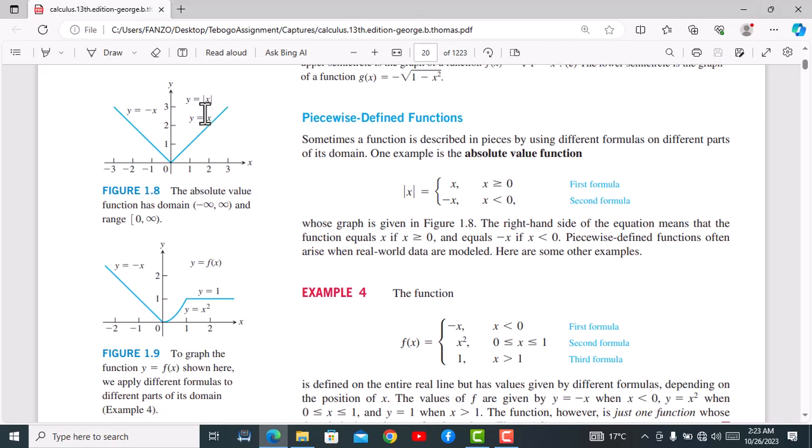So the modulus sign, for every negative value you insert, will always give you a positive value. The modulus of a negative number gives you a positive, and the modulus of a positive will also give you a positive. So we can substitute x for -3: the modulus of -3 gives you 3. So when x is -3, y is 3. When x is -2, y is 2. When x is -1, y is 1. And when x is 0, y is 0.